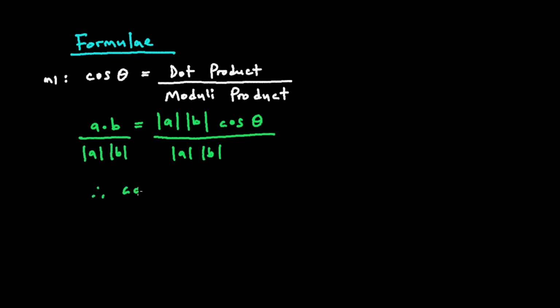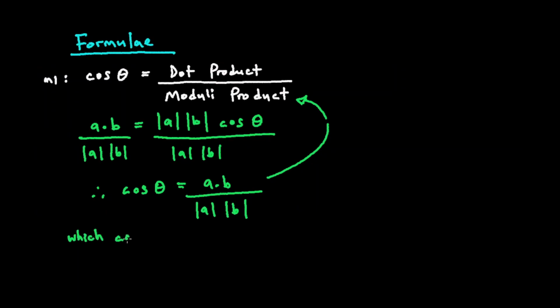Therefore, cos theta is equal to A dot B over the moduli product. Do you see that this looks similar to what we had earlier? So cos theta is equal to the dot product A dot B over the moduli product of A and B. Do you follow? Which can be, of course, further illustrated.